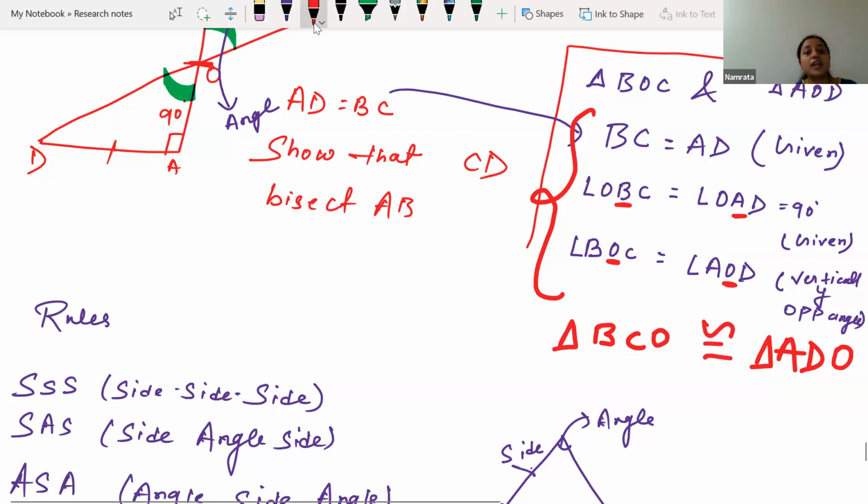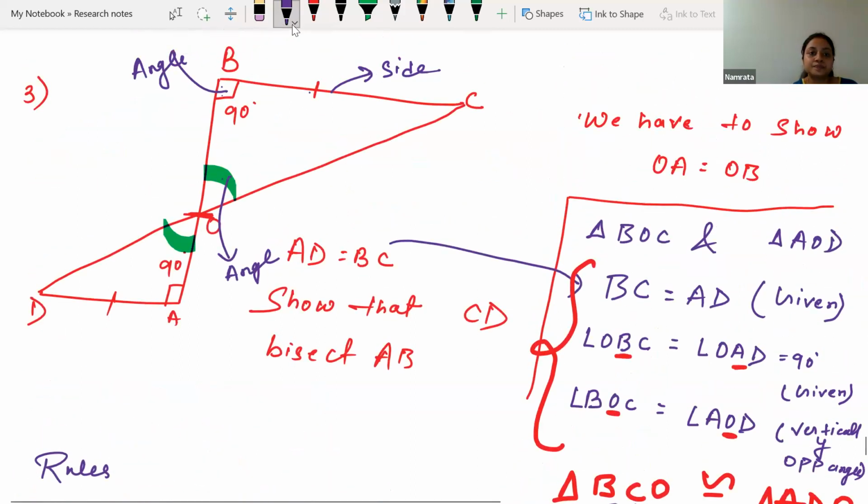Now this name will guide you as to what is the set of corresponding angles and what is the set of corresponding sides. So the corresponding angle B of this triangle will be equal to angle A of that triangle. Angle C of this triangle is equal to angle D of that triangle. Let's mark it here so that it gets clear to you. So I am saying that triangle BCO is congruent with ADO.